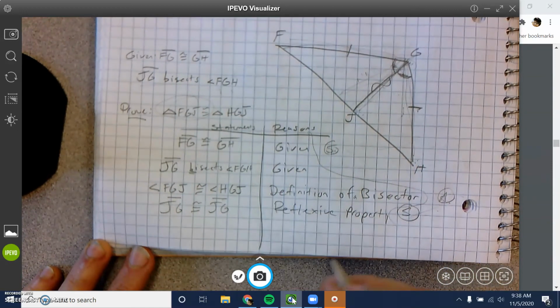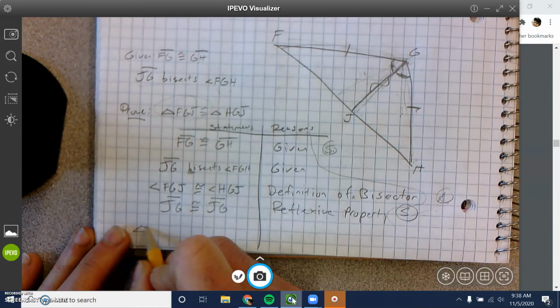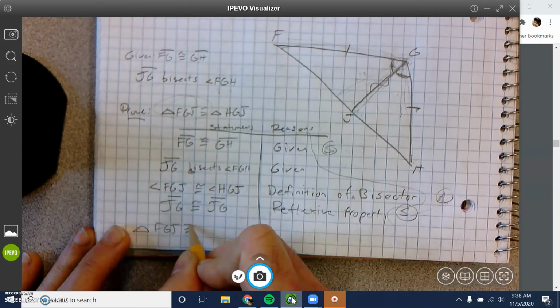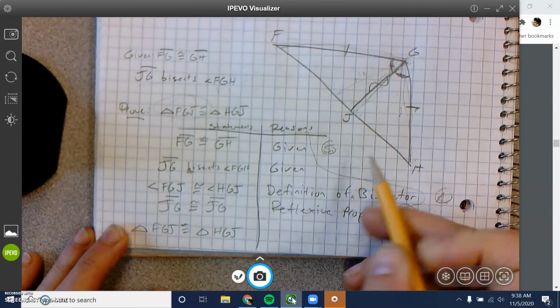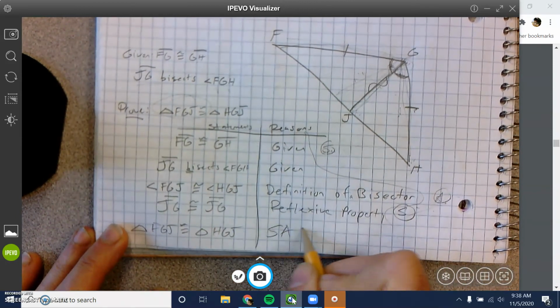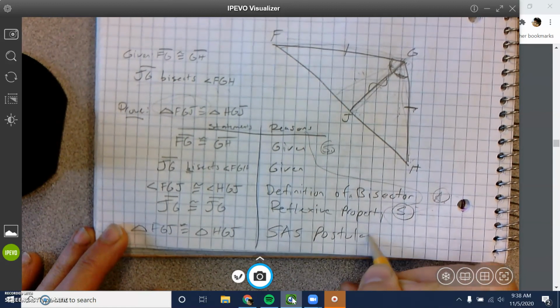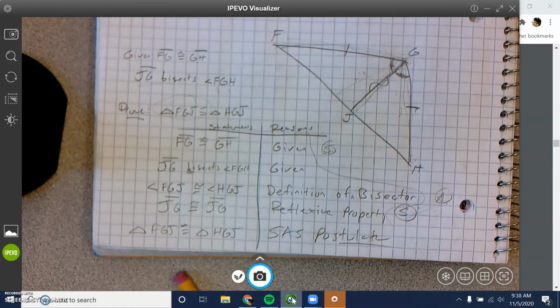So I have side, angle, side. Drop the hammer. We're done. So triangle FGJ is congruent to triangle HGJ. Why? Side, angle, side postulate. Bam, got it. All right, good work.